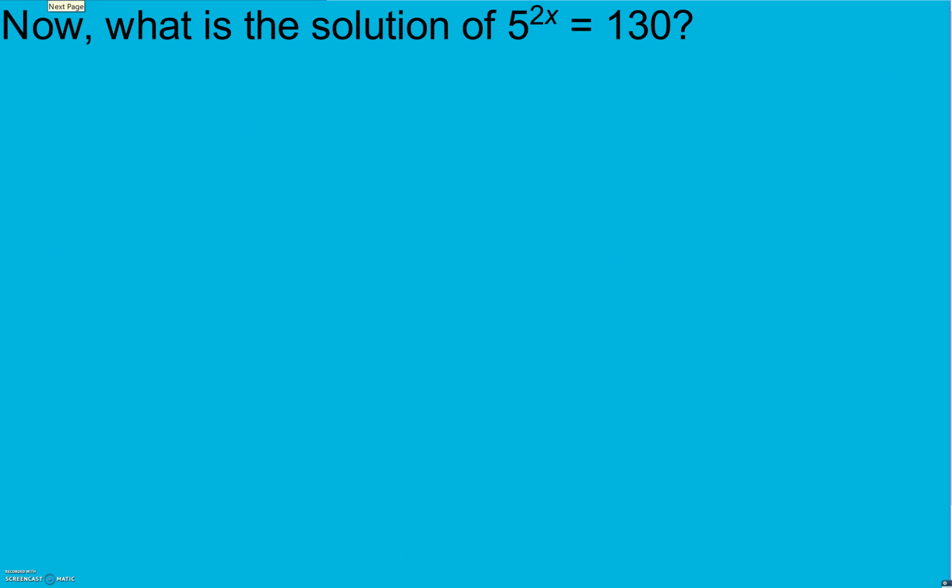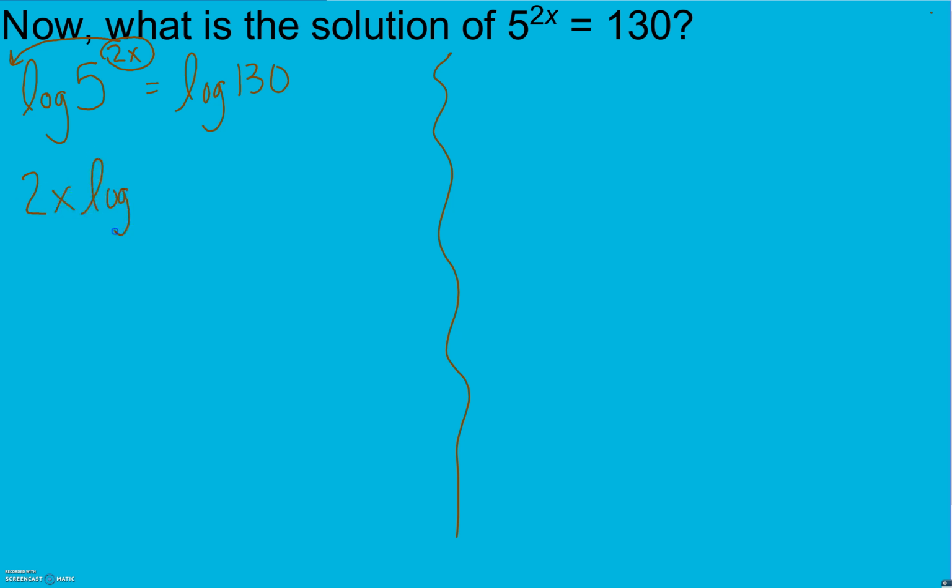Now, to find the solution here, we're going to do the exact same thing. I'll show you it in just another way as well, so I'll show you both ways here. We get log 5 raised to the 2x equals log of 130. Swing your 2x to the front, and we're going to have 2 times x times log of 5 equals log of 130. To get our x by itself, we divide by 2 and by log of 5 because both of those things are being multiplied.